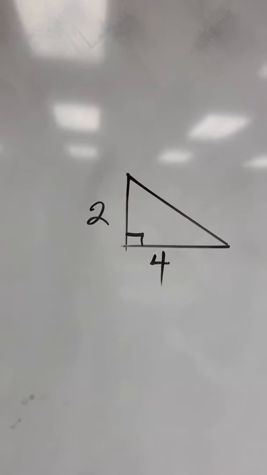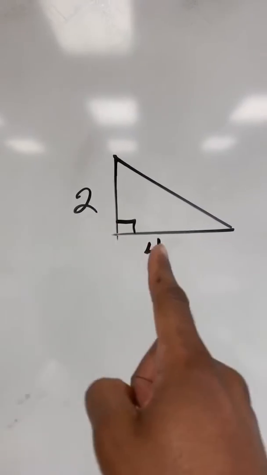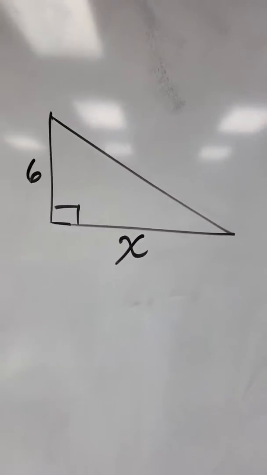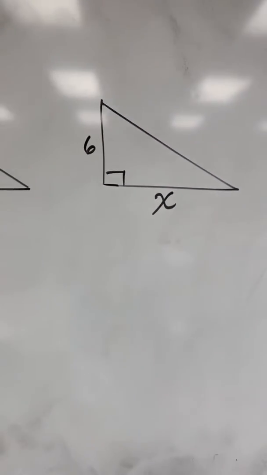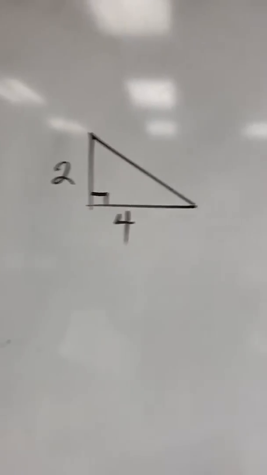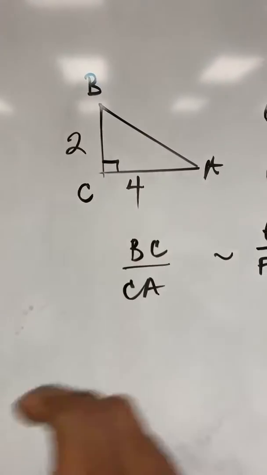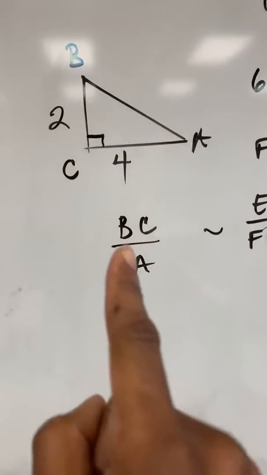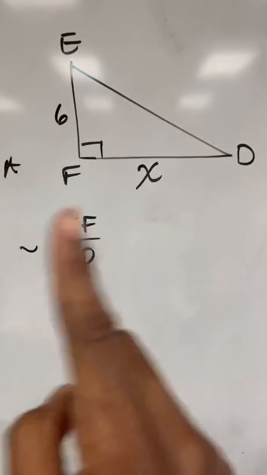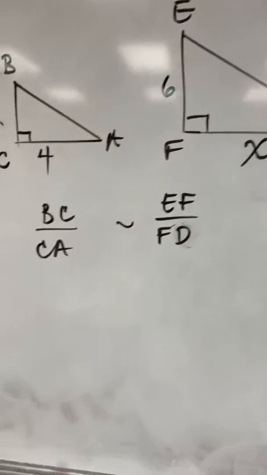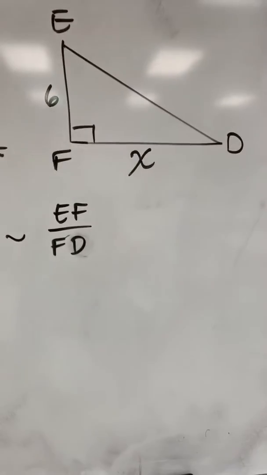All right, so working example, we have a right triangle, side length of 2, the other one of 4. We have another right triangle, side length of 6. This one is an X. So we're going to have to start with some similarity. All right, similarity. So I have BC, then I have CA. BC over CA. So I come over here and repeat that same thing. I have EF over FD. EF over FD. This right here is going to be how we get to solving that missing variable.